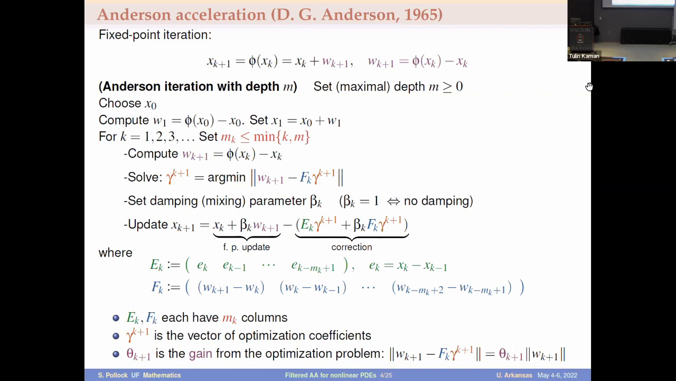Clearly, the norm of this is less than or equal to the norm of w, because if all the columns of F were orthogonal to w, you would just take this gamma to be 0, and you would get the norm of w here. So this theta is never greater than 1.